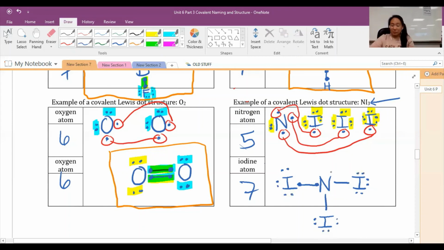And also, a lot of people forget this nitrogen right here, but you can't forget there are 2 electrons here that nitrogen does not share, okay? Don't forget about these. And that's how you draw covalent Lewis structures. Ta-da!